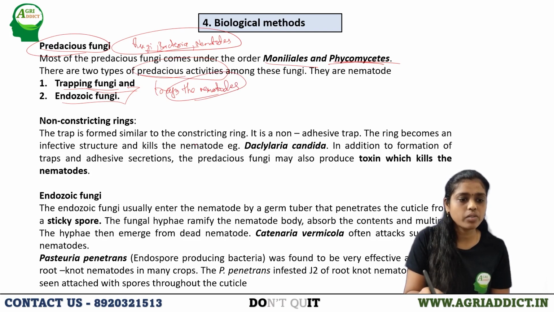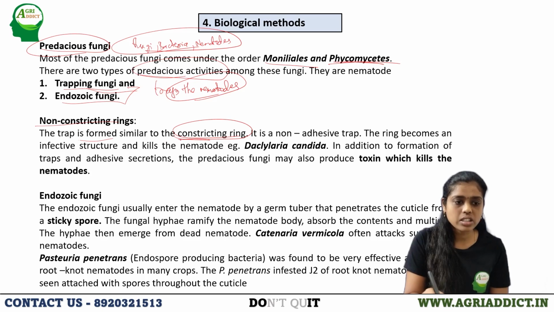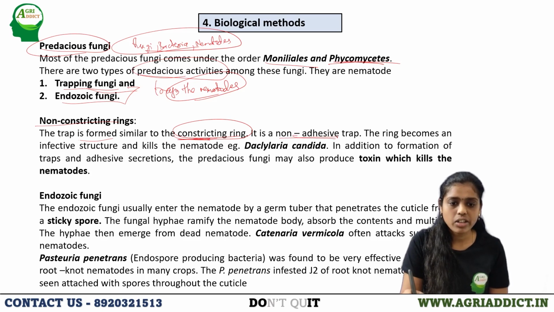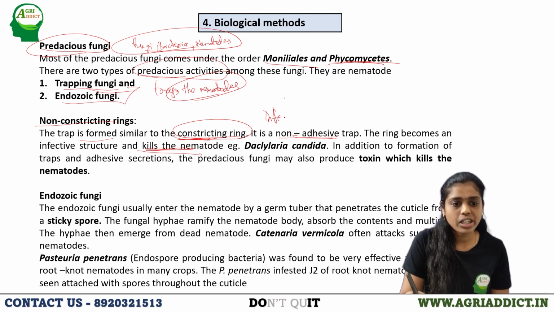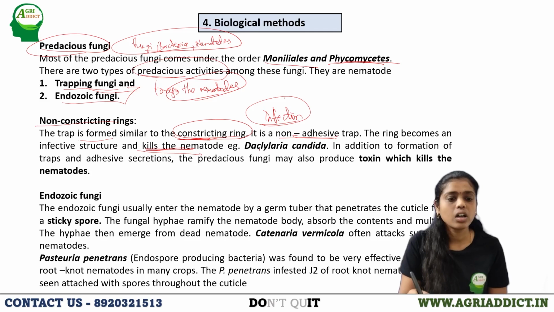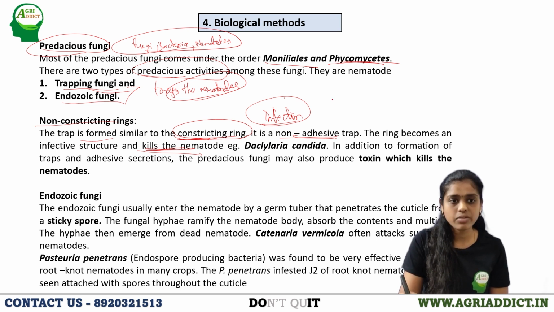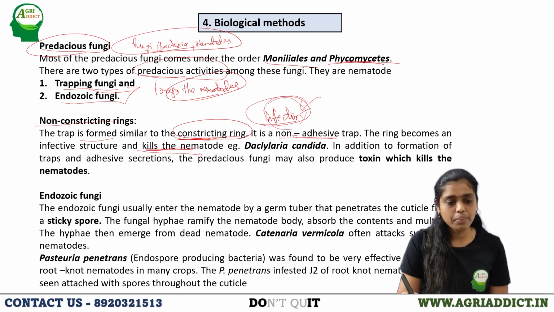They trap it through the formation of constricting rings. Here you can see the trap is formed similar to a constricting ring, and it is a non-adhesive trap. The ring formed by the fungi surrounds the nematode and restricts its growth, and thus kills the nematode, acting as an infection to it. Thus, by trapping the nematode, its movement, growth and development is inhibited.